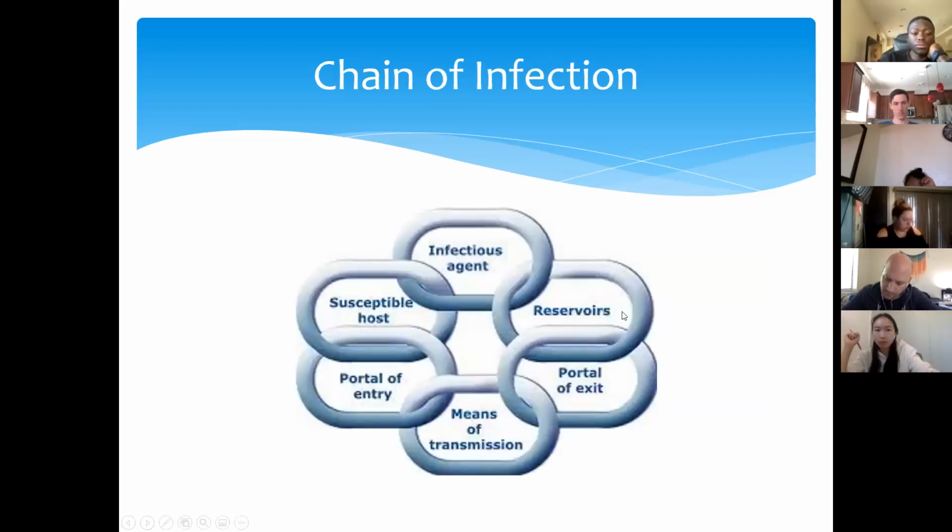So this is just another visual of the chain of infection, and we will go over each of these areas. You have the infectious agent, which would be the microorganism, and then the reservoir, where they're living, the portal of exit, how they exit that reservoir, how the microorganism is transmitted, the portal of entry, how it gets into the person that becomes infected, and then what makes a susceptible host.